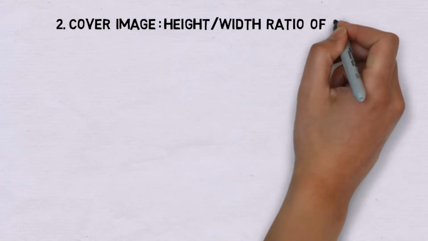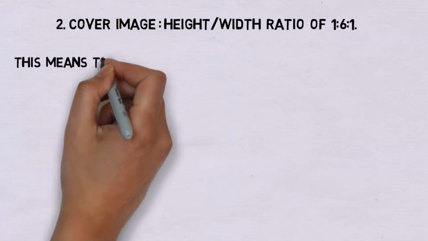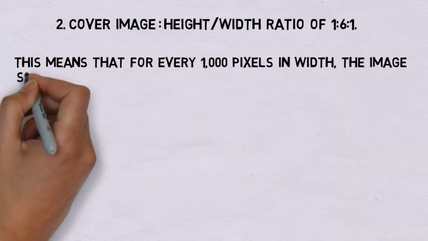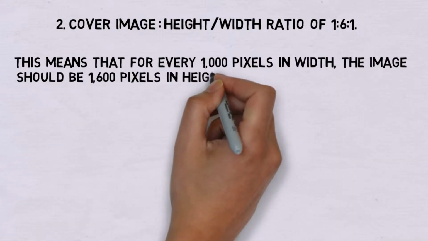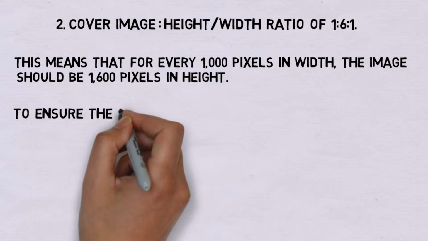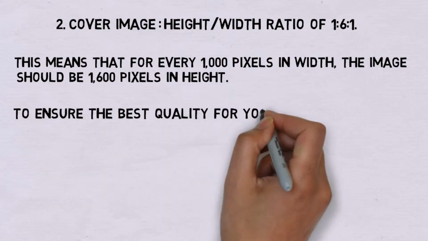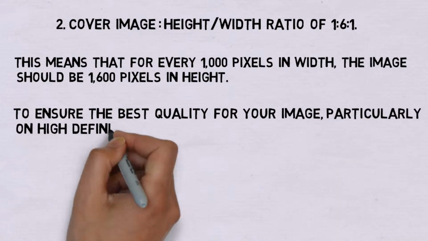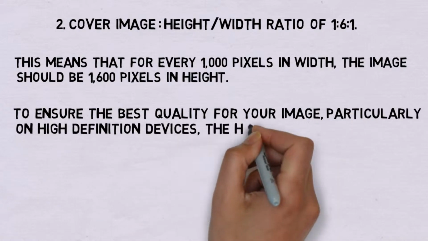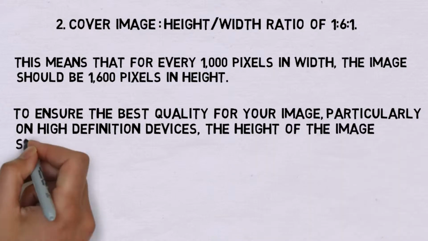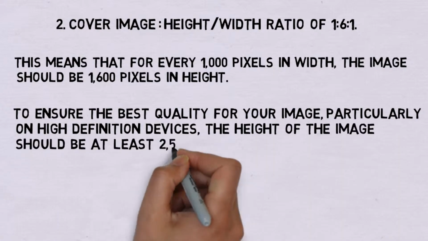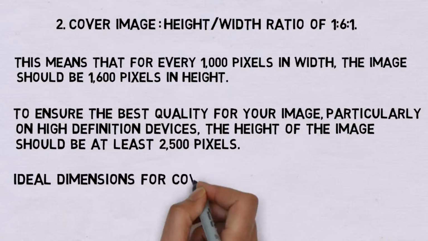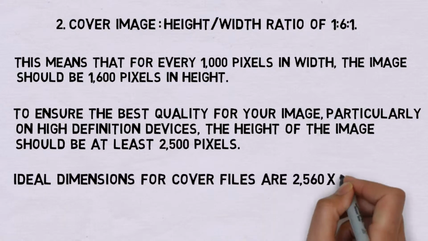2. Cover image, height-width ratio of 1.6:1. This means that for every 1000 pixels in width, the image should be 1600 pixels in height. To ensure the best quality for your image, particularly on high-definition devices, the height of the image should be at least 2500 pixels. Ideal dimensions for cover files are 2560 × 1600 pixels.